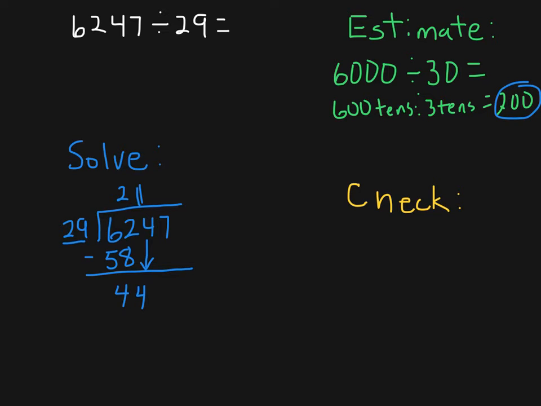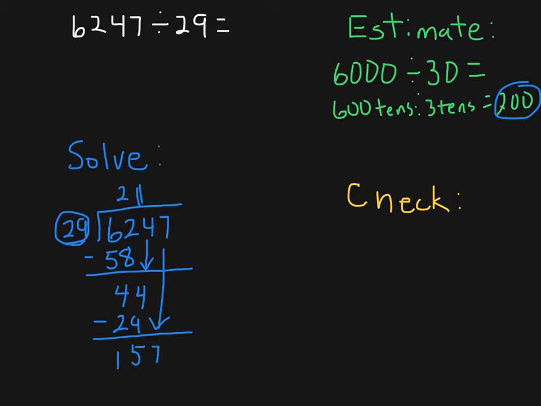1 times 29 is, of course, 29, and 44 tens minus 29 tens will be 15 tens left over, which seems like a fairly large remainder. It's a 2-digit remainder, so I'm going to check up here again, but it's okay because it's still less than 29. So finally I'll bring down my 7, 157, and I'm going to think about how many times 29 will go into 157.